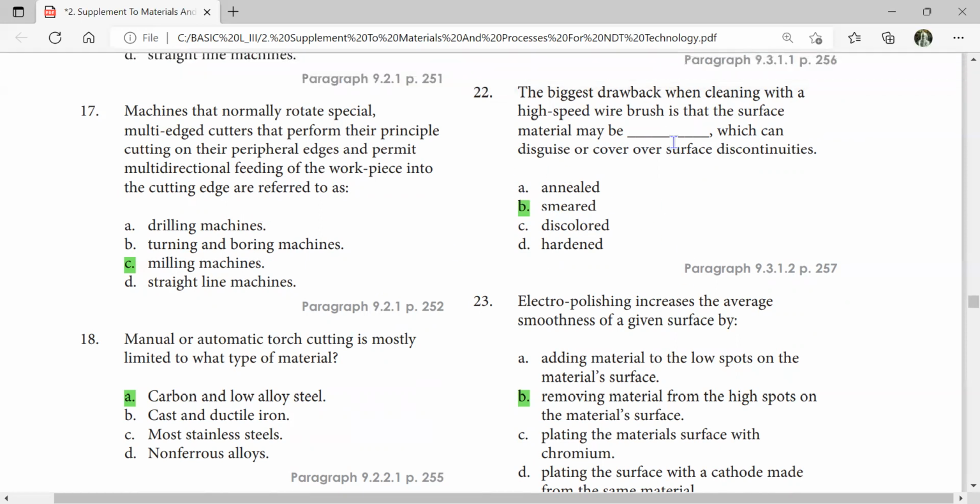Machines that normally rotate a special multi-edged cutter that performs the cutting on its peripheral edges and permits multidirectional feeding of the workpiece into the cutting edge are referred to as milling machines.